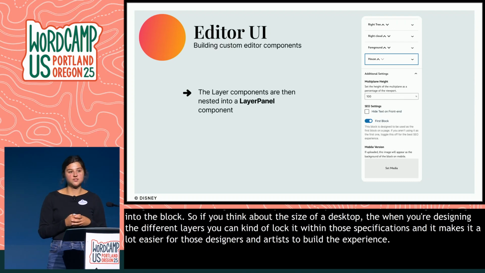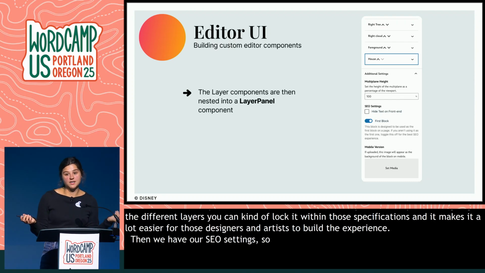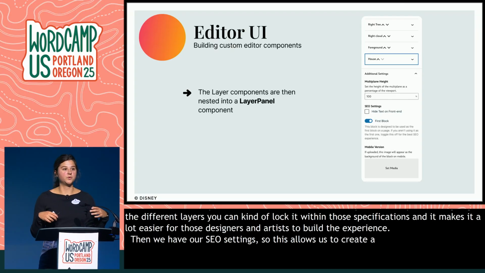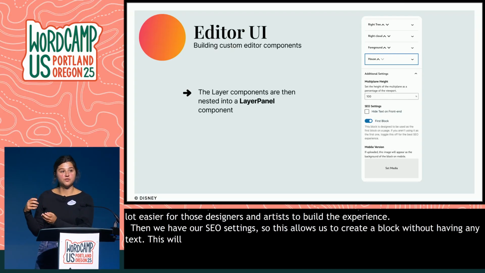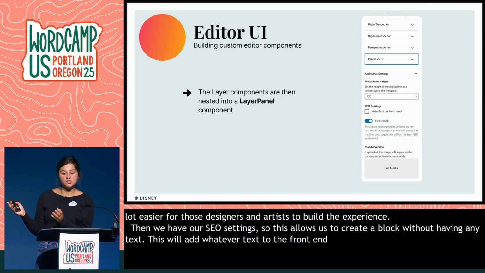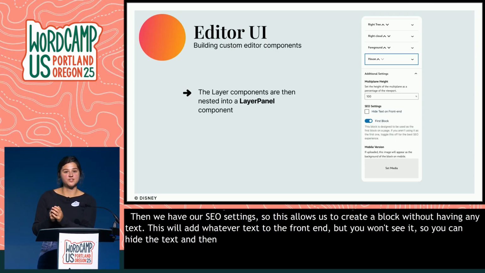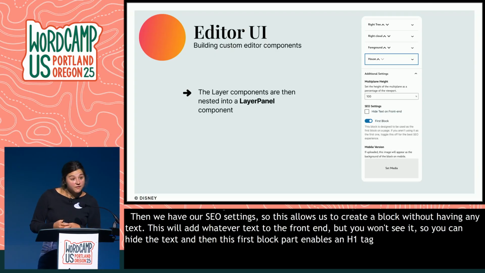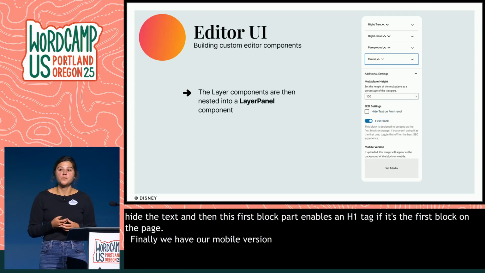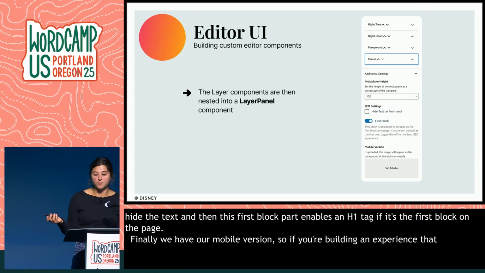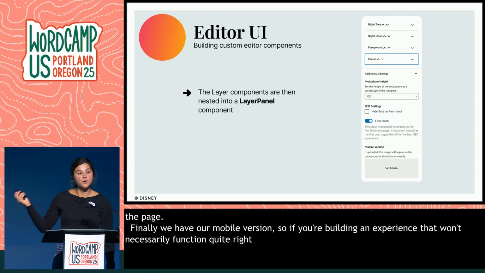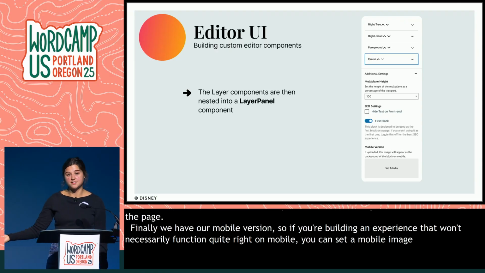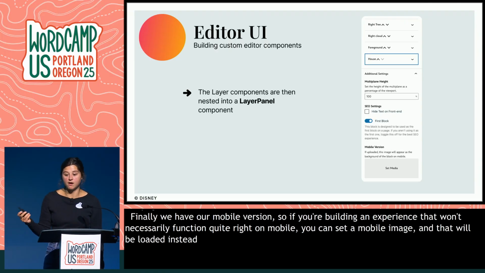This allows us to create a block without having any text. This will add whatever text to the front end, but you won't see it, so you can hide the text. And then this first block part enables an H1 tag if it's the first block on the page. Finally, we have our mobile version. If you're building an experience that won't necessarily function quite right on mobile, you can set a mobile image, and that will be loaded instead of the multiplane camera animation on mobile.